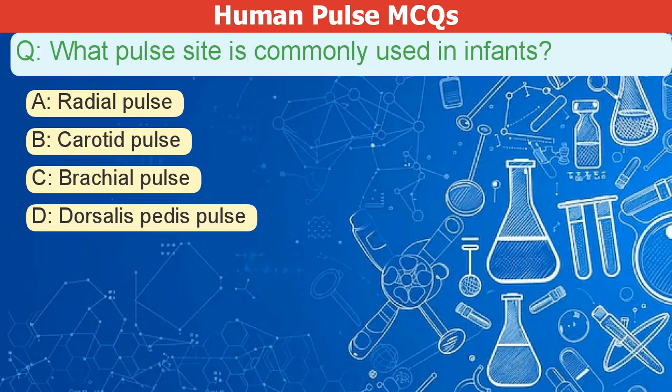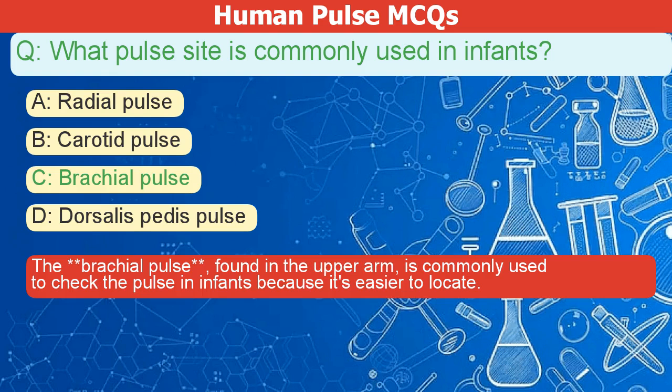What pulse site is commonly used in infants? A. Radial pulse. B. Carotid pulse. C. Brachial pulse. D. Dorsalis pedis pulse. The correct answer is C. The brachial pulse, found in the upper arm, is commonly used to check the pulse in infants because it's easier to locate.